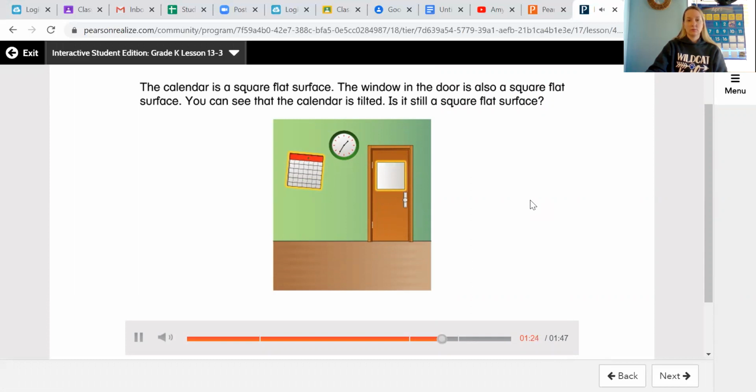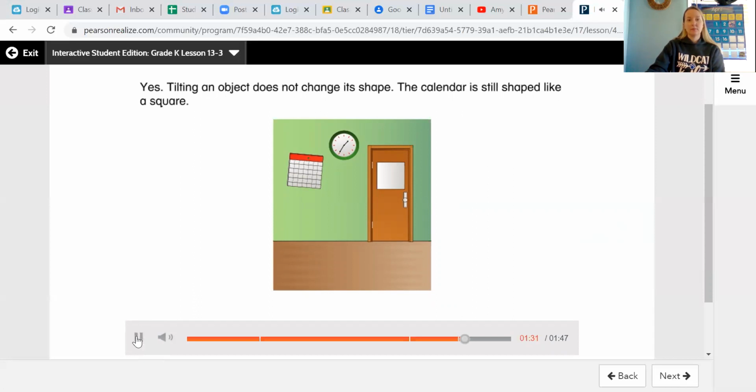You can see that the calendar is tilted. Is it still a square, flat surface? Think about that for a minute. Even though this is tilted a little bit, it's turning to the side. Is it still a square for a flat surface? Let's see if you're right. Yes. Tilting an object does not change its shape. The calendar is still shaped like a square.